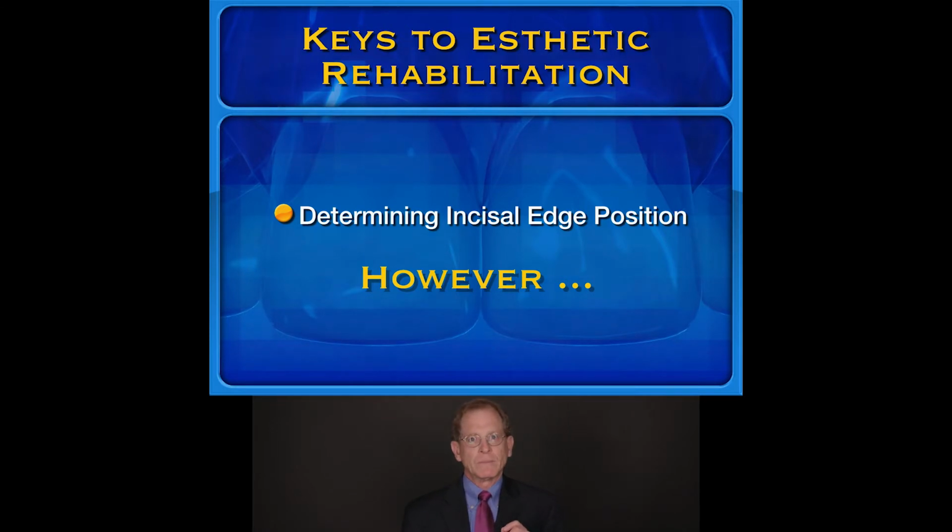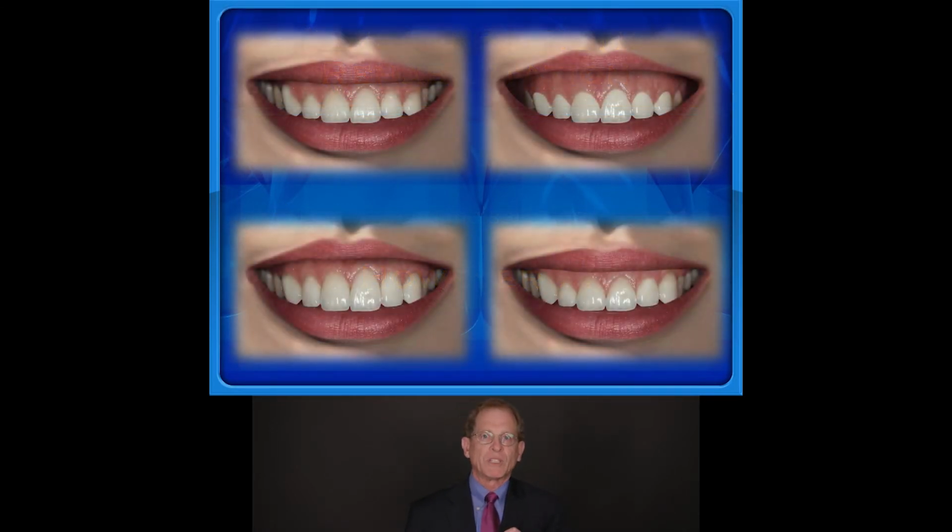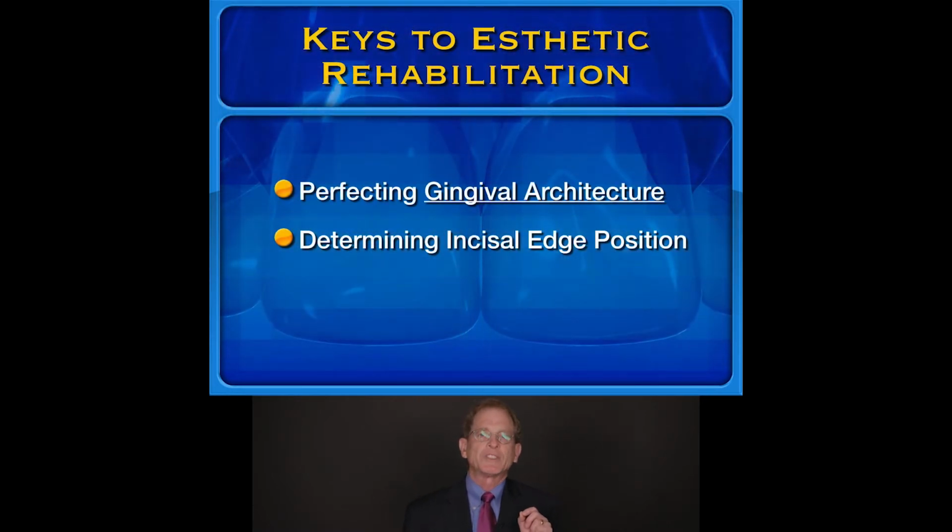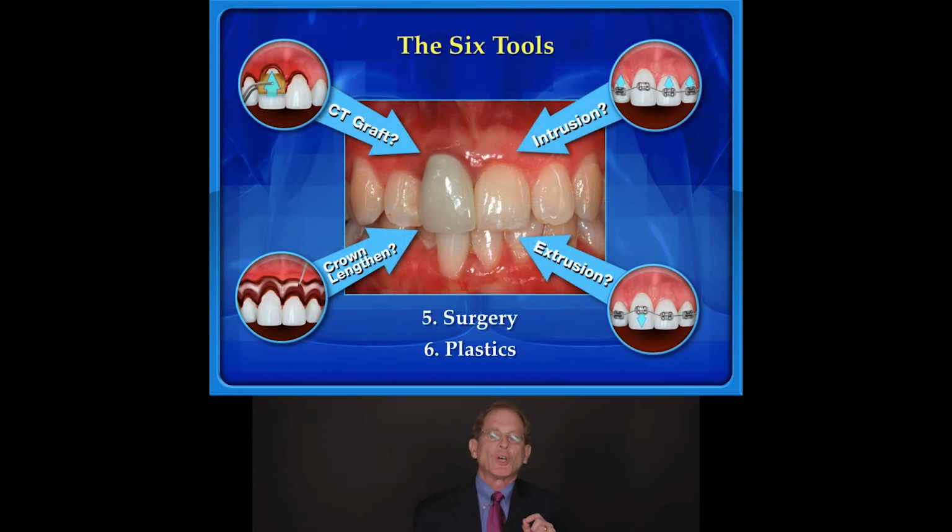However, I'm going to show you 4 representations of post-op results where the incisal edges are in exactly the correct positions in the patient's face, and yet these are 4 failures because the gingiva is wrong in all 4. So this is the way Jeff and I look at it today. We start off by perfecting the gingival architecture, and then secondarily, we determine where the incisal edge can be. And as I've already mentioned, once you make a global diagnosis, you only have 6 tools in your bag of tricks to correct any tooth, gingiva, face problem.